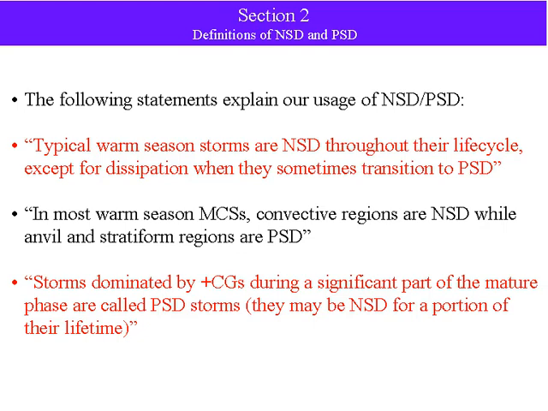The following statements explain our usage of NSD and PSD. First, typical warm season storms are negative strike dominated throughout their life cycle, except for dissipation when they sometimes transition over to PSD. In most warm season MCSs, convective regions are NSD, while the anvil and stratiform regions are PSD. And storms dominated by positive CGs during a significant part of the mature phase are called PSD storms, even though they may be negative strike dominated for a portion of their lifetime.